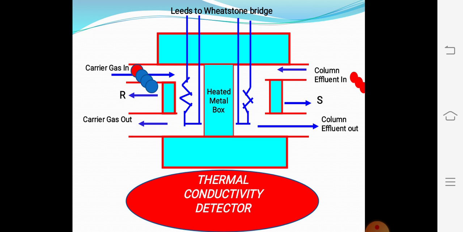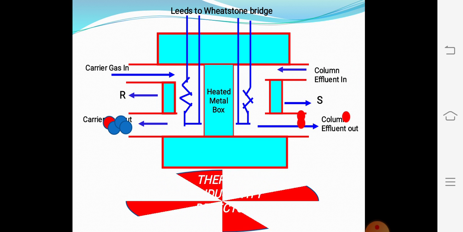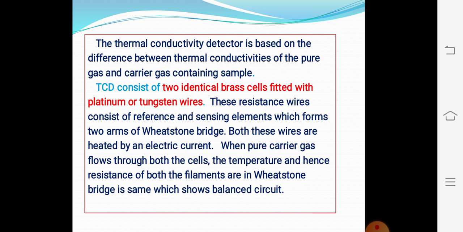The next detector is the thermal conductivity detector. The instrumentation and how it works are shown in this figure. The thermal conductivity detector is based on the difference between the thermal conductivities of the pure carrier gas and the carrier gas containing sample. The thermal conductivity detector consists of two identical brass cells fitted with platinum or tungsten wires, and these resistance wires consist of reference and sensing elements which form two arms of a Wheatstone bridge.